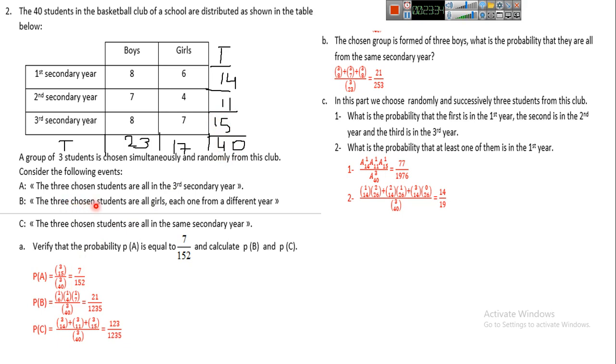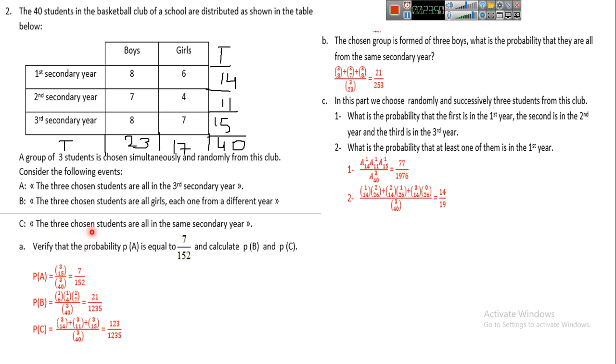Calculate P of B. The 3 chosen students are all girls, each from a different year. Meaning one from here, one from here, one from here. So 1 out of 6 combination times 1 out of 4 times 1 out of 7 over total 3 out of 40. You can see it here.